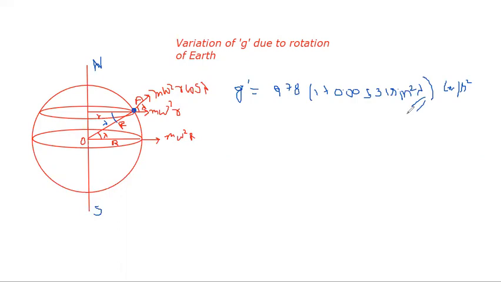Okay. Now, due to the rotation of the Earth, what happens? Due to the rotation of the Earth, there is a centrifugal force acting on the body which tries to make the body fly off from the surface of the Earth. And this force is maximum at the equator and smallest at the poles, because the radius at the equator is more than the poles.